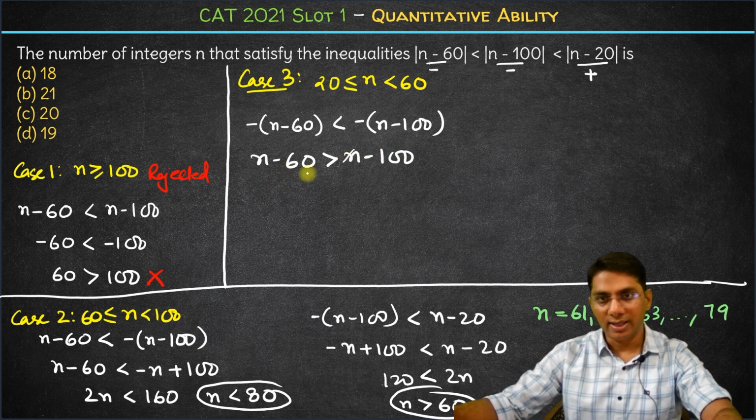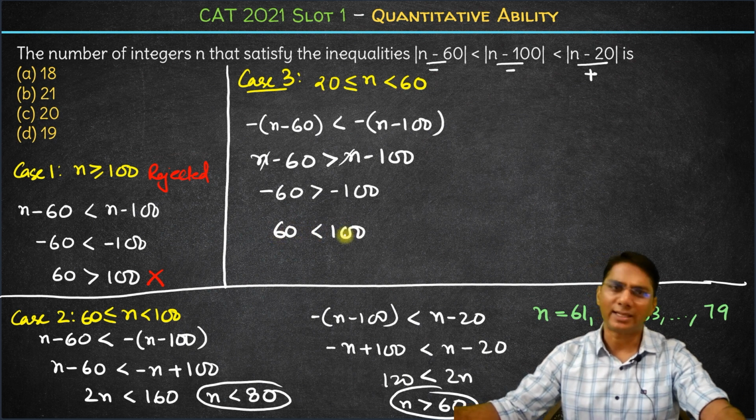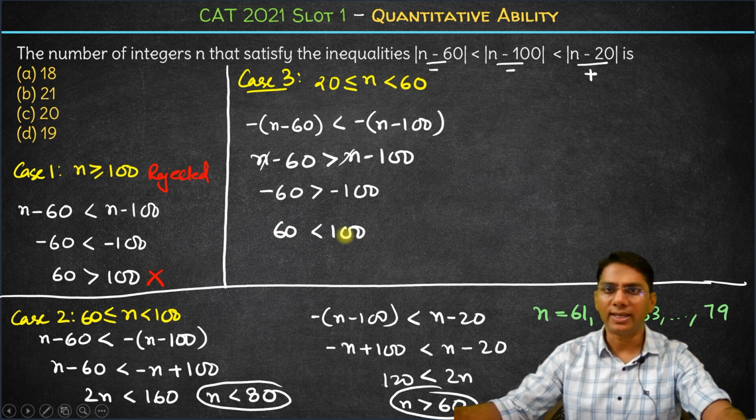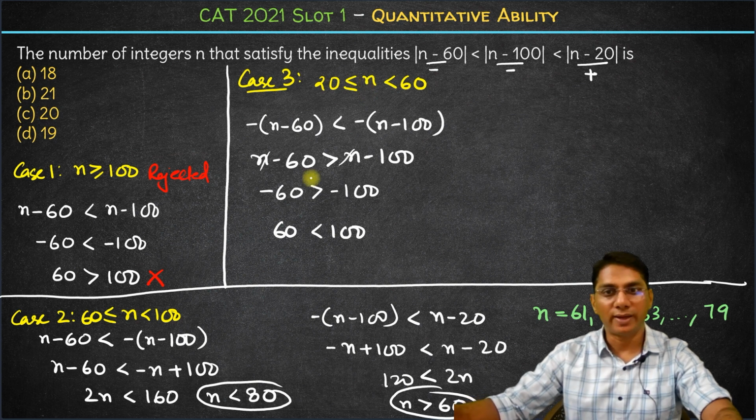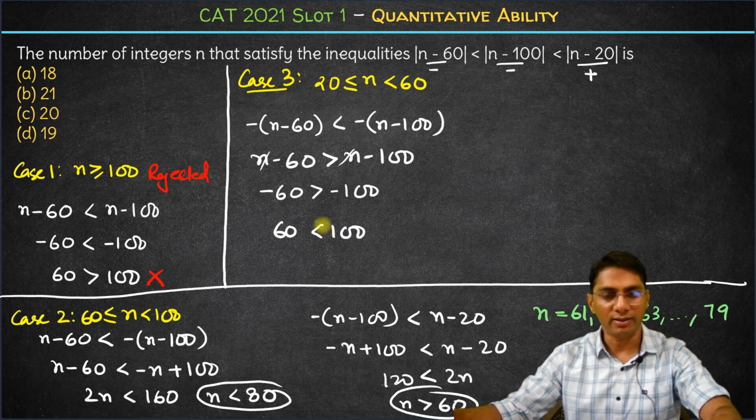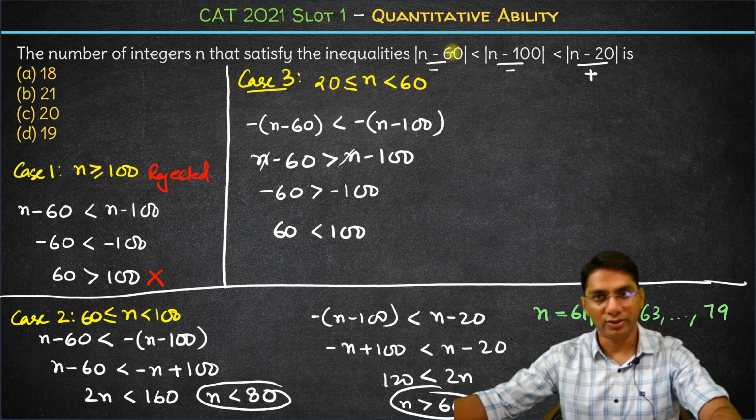So n and n get cancelled out, minus 60 is greater than minus 100, multiplying with negative, we have 60 is less than 100, which is actually true. 60 is definitely less than 100. So if 60 is less than 100, that means all values of n will satisfy this particular inequality, these two.